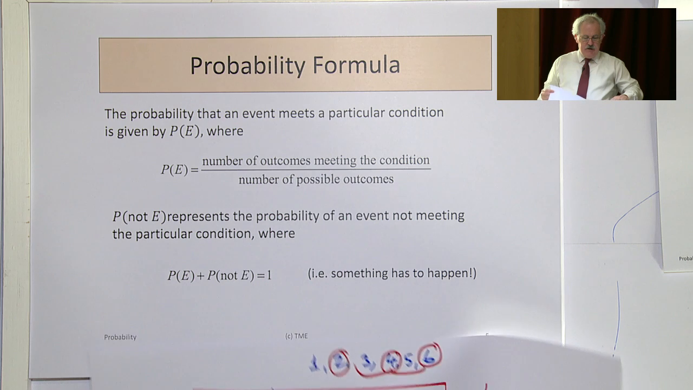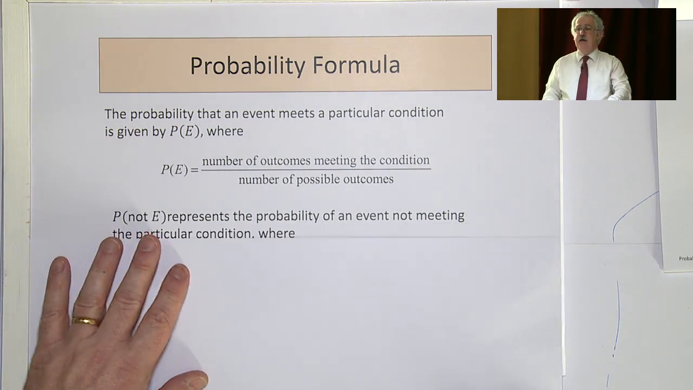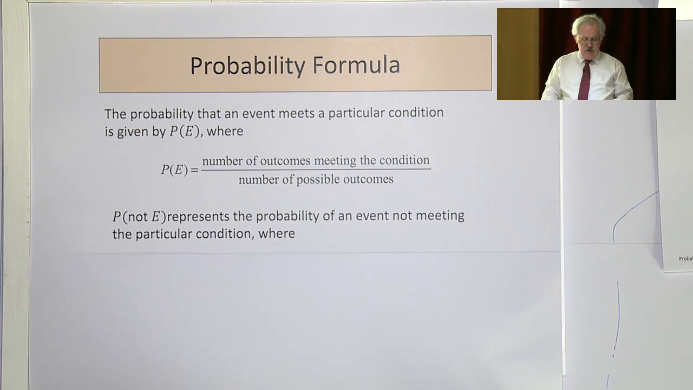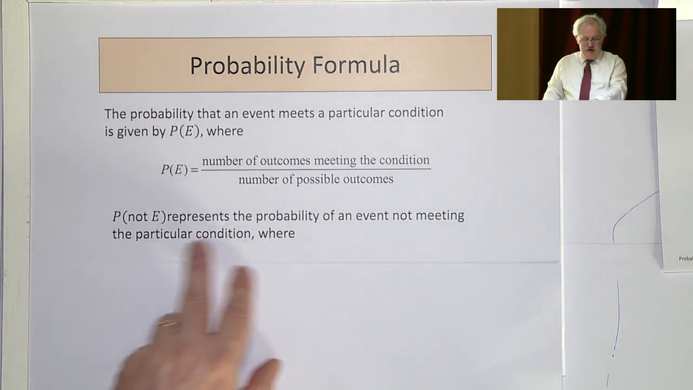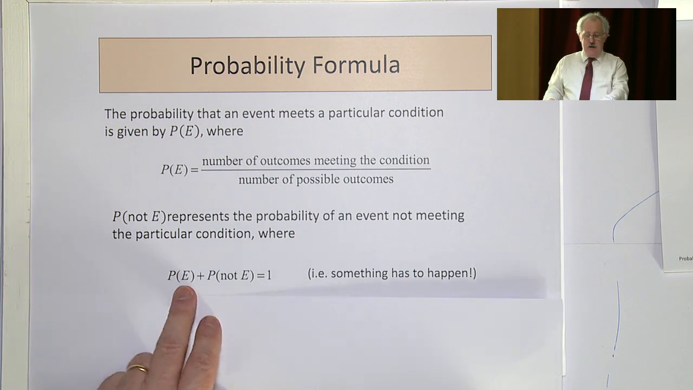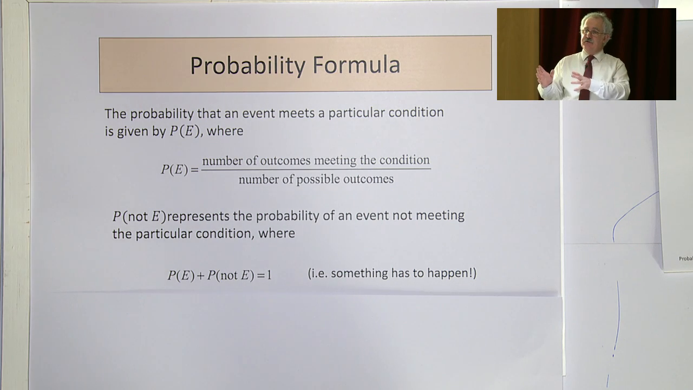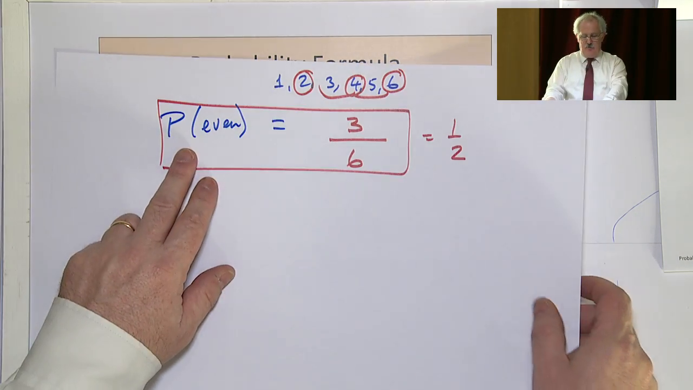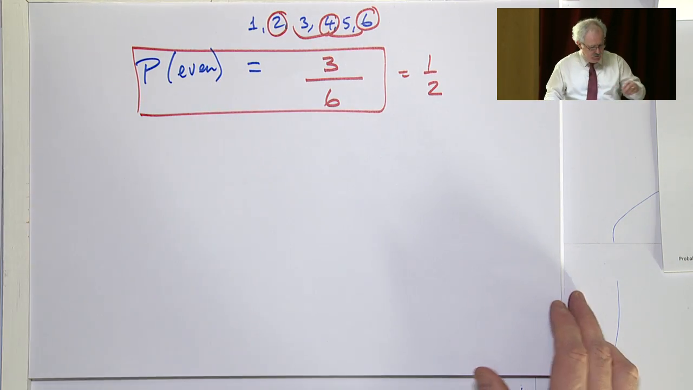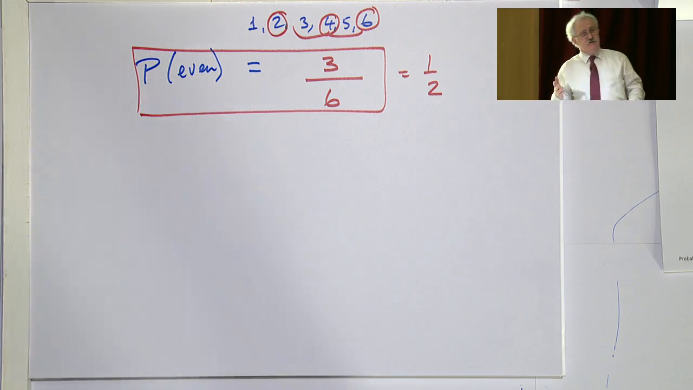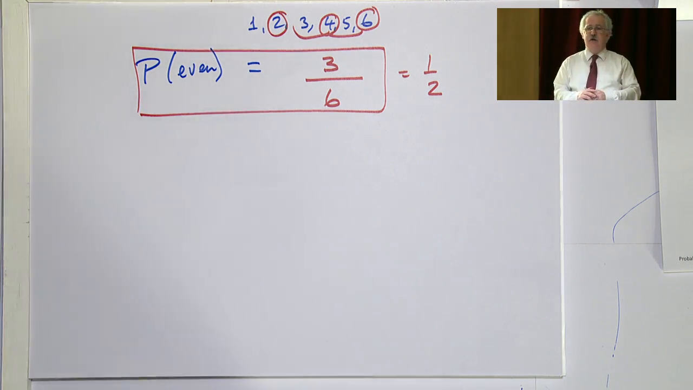Now, the next one is, what's the probability of not E from set theory? And that says, what's the probability of not getting what you're looking for there? And that's the probability of an event not meeting the condition, where P(E) plus P(not E) is 1. It either happens or it doesn't. So you'll either get an even number or you won't. It either rains or it doesn't. It's either a Monday or it's not.